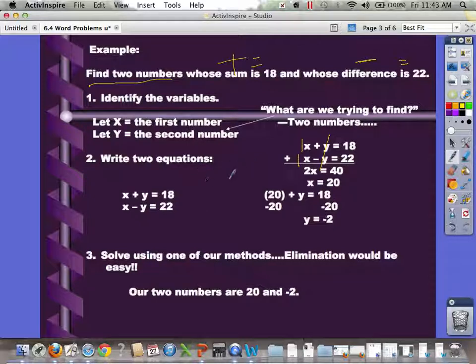Those are the two numbers that when you add them together, they give you 18, but when you subtract them, they give you 22. You may want to go back and check your answers and just plug it in to make sure it works, but those are your answers, 20 and negative 2. So we used elimination on this one. I thought that one was the easiest one. A lot of you have expressed that you like elimination a lot better than substitution, but there are times when substitution works faster. Okay, so let's go to the next one.